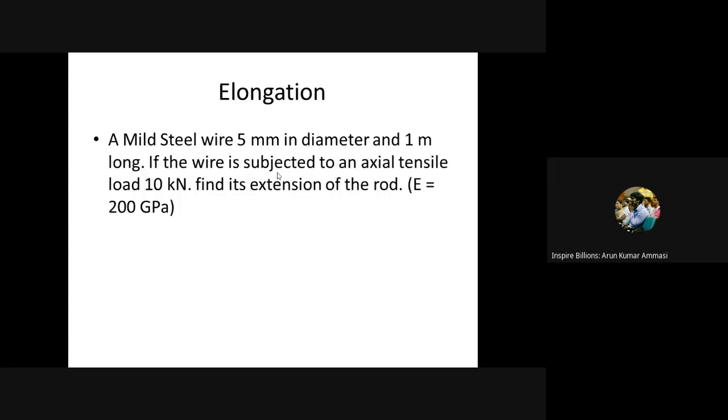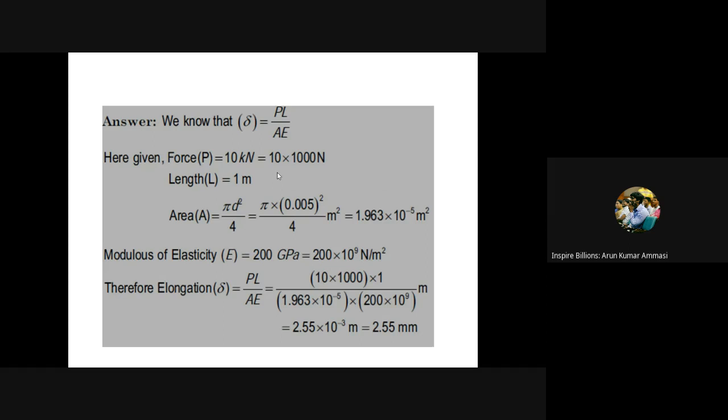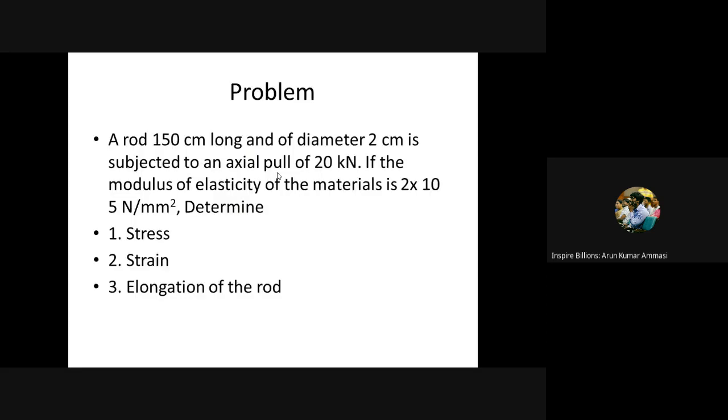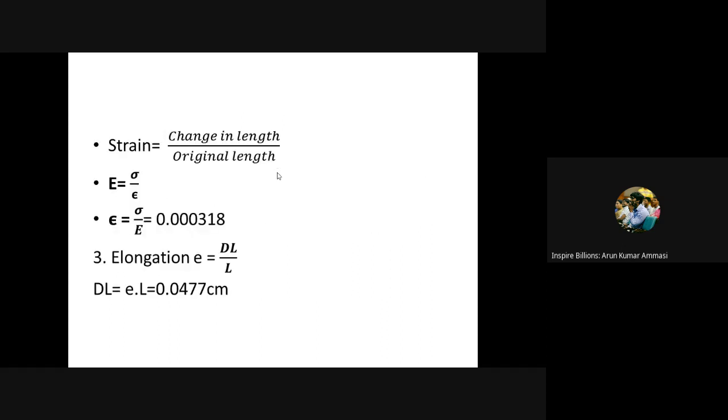And this is for a steel wire, if the material is of a very small quantity and it is subjected to an axial tensile load, which means a wire is suspended with a 10 kilonewton load, with a modulus of elasticity and the length of the wire given, and we are expected to calculate the value of the elongation. And this is another similar problem.